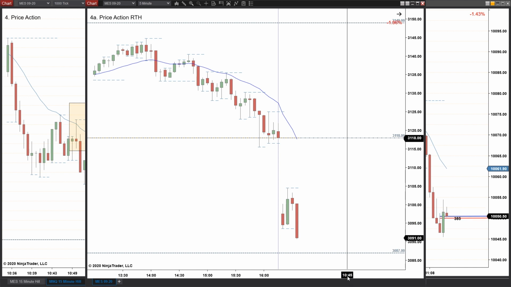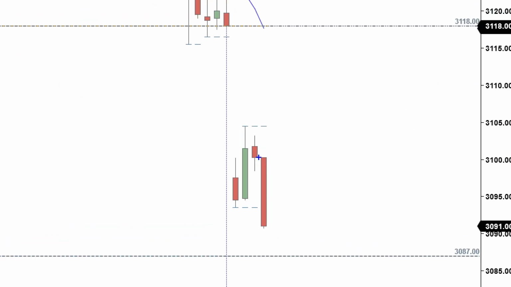The one big thing that stands out here is the fact that this is almost a giant brick, right? There's no wick on the top. There's like a one-tick wick on the bottom. It's just a brick. I mean, this is the kind of stuff you could build houses out of. There's nothing else to it.